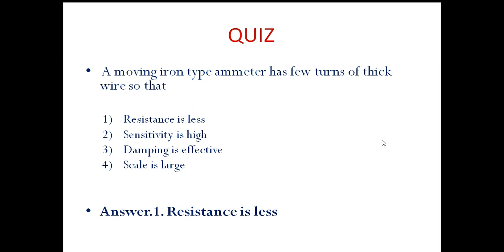A moving iron type ammeter has few turns of thick wire so that option A, resistance is less; sensitivity is high; damping is effective; scale is large. So thick wire means area of cross section is more. When area of cross section is more, its resistance is less. So first option, resistance is less.